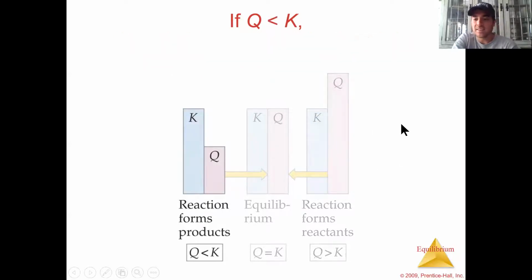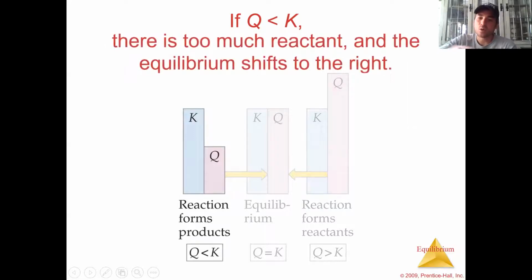If Q is less than K, that means the denominator is too big, or the amount of reactants is too big. So that means there's too much reactant. So the reaction is going to shift right, or it's going to make more product in order for us to be back at equilibrium. So understand Q is the same expression as K. We just plug in different values. Pretty much with Q you're plugging in values not at equilibrium, and that's going to tell us which direction the reaction is going to shift in order to get back to equilibrium.